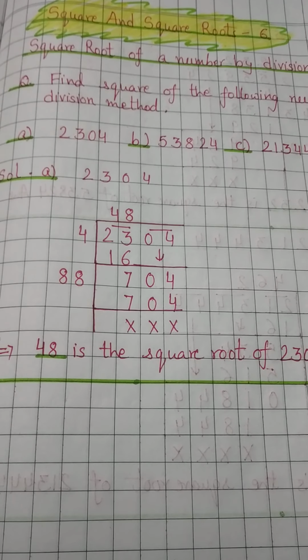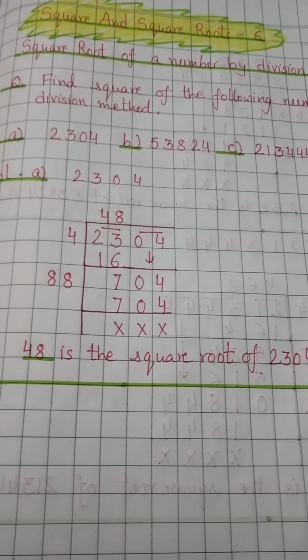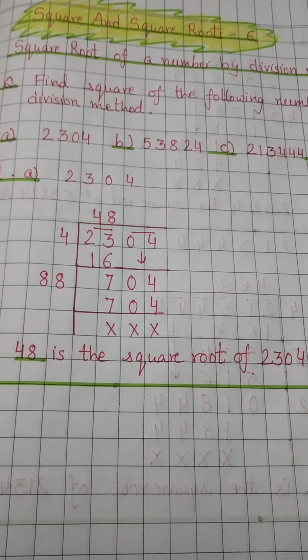In today's class we will do square and square root part 6, and we will do square roots of a number by the division method. So how will we find the square root of a number by the division method? This method is used for large numbers. When numbers are very large, we will use this method.